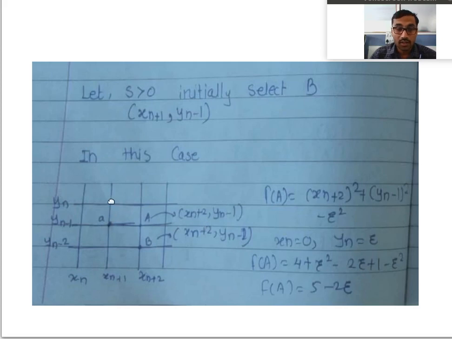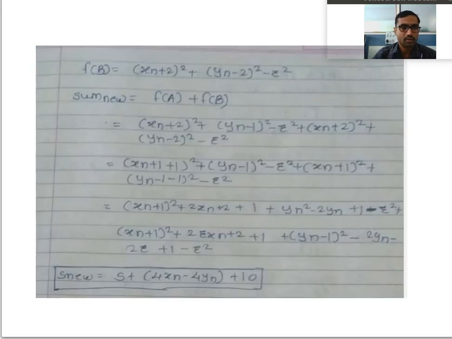If instead this point is nearer to the circle boundary, then out of these 2 points we have to select which point is nearer. So in this case coordinates will be changed for A and B, and keeping these values we are finding the equation. So function of A, keeping the values we will find, and xn equal to 0, yn equal to r, we will find function of A equal to 5 minus 2r. This is for s is greater than 0. And function of b is equal to this equation, putting the coordinate values in the basic circle equation.